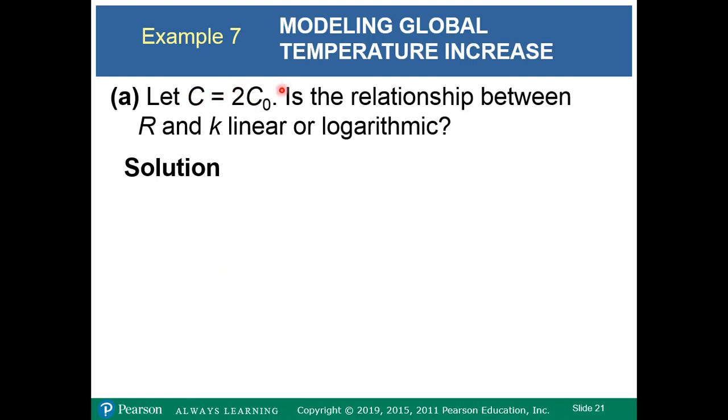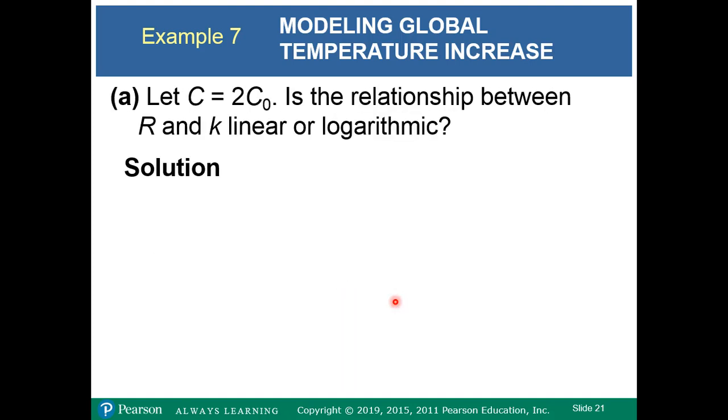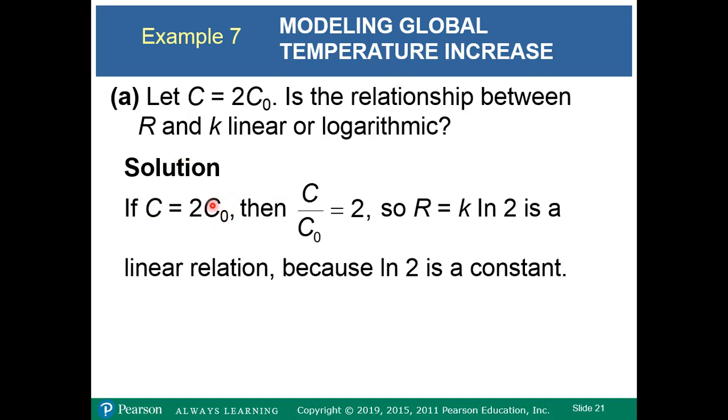Let C equal 2 times C0. Is the relationship between R and K linear or logarithmic? Okay, linear or logarithmic. Let's find out. If C is equal to 2 times C0, then C divided by C0 is 2. So R equals K times the natural log of 2, which is a linear relationship. So now it becomes a linear relationship because now we just got a constant here.